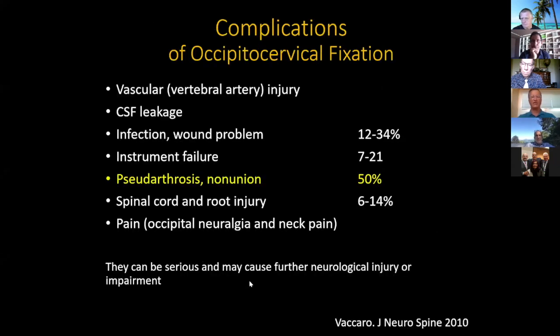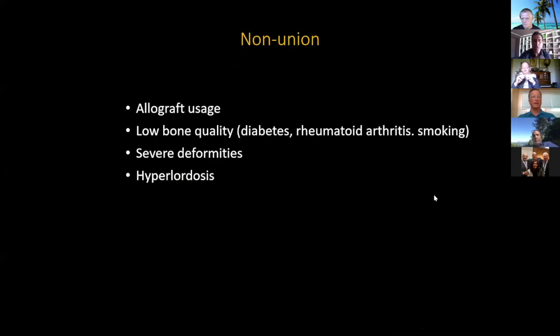The complication rate has been mentioned in the literature by many authors. But the most common one is pseudoarthrosis and non-union at the region. If you use allografts, if the bone quality is low, like diabetes, rheumatoid arthritis, smoking, if there is a significant deformity at the region, and if there is a hyperlordosis, the non-union rate will for sure increase.